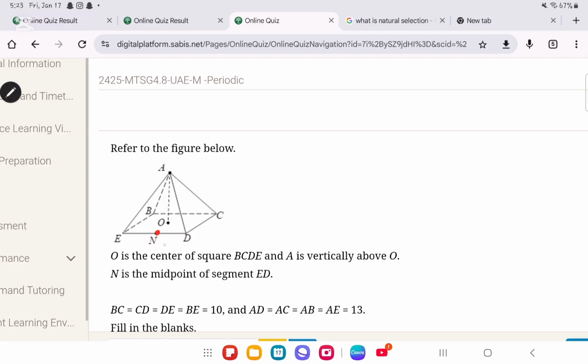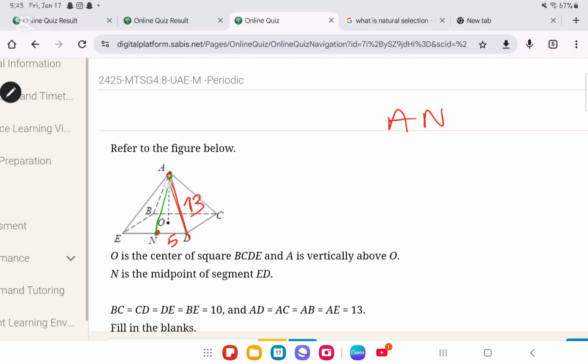That means half of it is 5, okay? And then AD equals AC equals AB equals AE is 13. That means this over here is also 13. Now they are looking for what? They are looking for the side AN. I will give you something nice. AN is what?